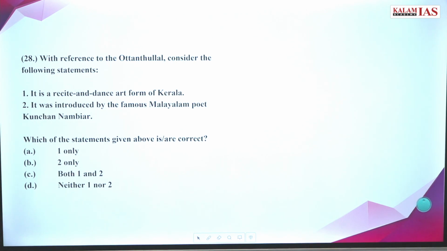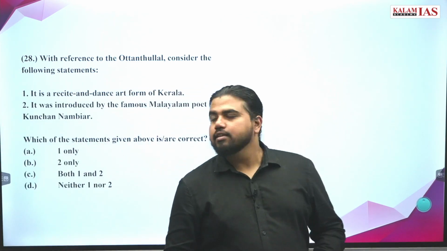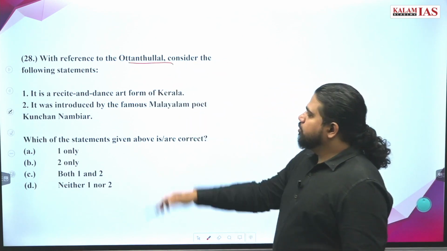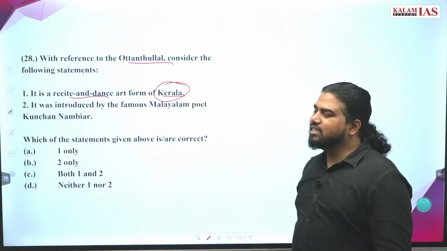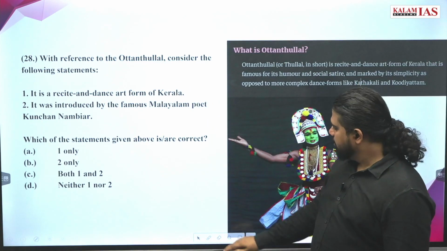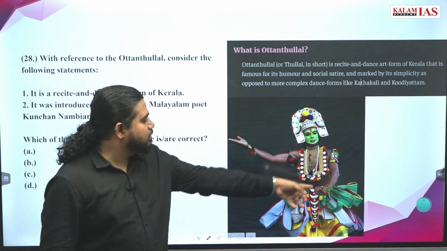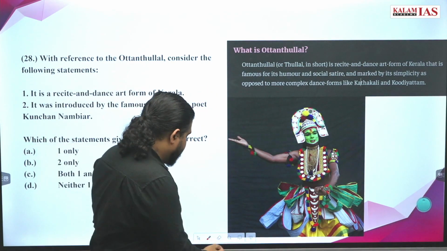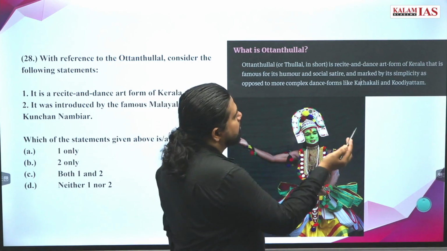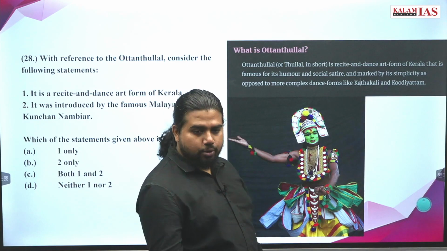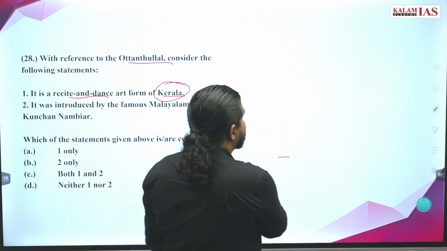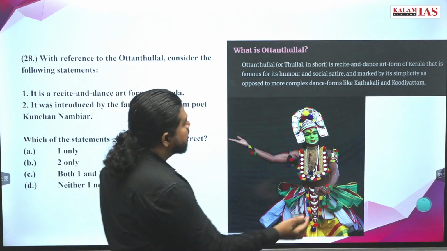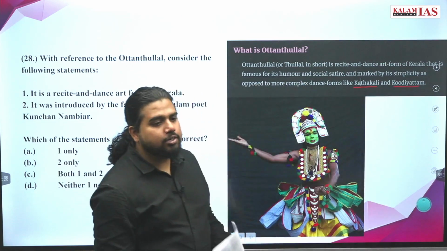What is the answer? C. Some question from art and culture. With reference to Ottantullal, consider the following statements. It is a recite and dance drama from Kerala. So what are the recite and dance dramas from Kerala? This is a representation of Ottantullal. It has this costume. In Kerala, you can find that there are three. This is why we are discussing it. It is a 300-year-old tradition that is still going on. So there are three major dance dramas from Kerala. One is Kathakali, the famous one. Kathakali and Kudiyattam, and the third one is Ottantullal.